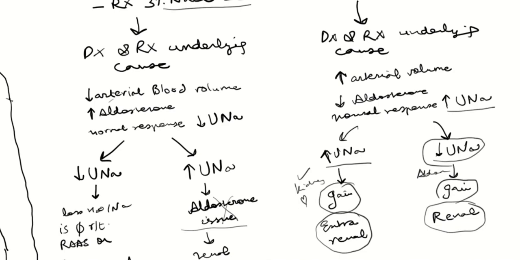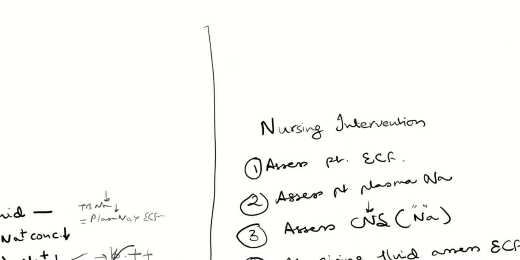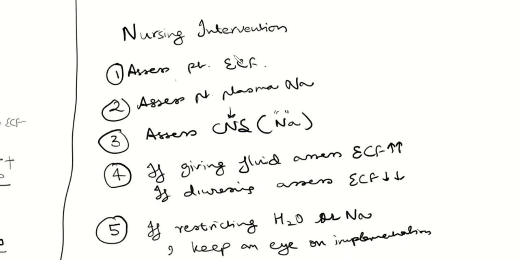Now that you know this, the question is nursing interventions or things I've got to keep in mind. This would be super easy. Assess the patient's extracellular fluid. Assess the patient's plasma sodium. And with the two of them, assess their total body sodium. Why? Because that would tell you what I need to do. If ECF is high, I need to do this. If total body sodium is high, I need to do this.